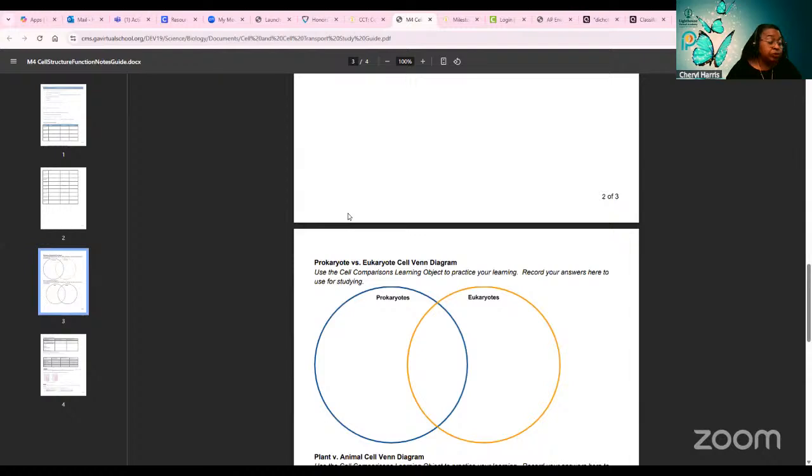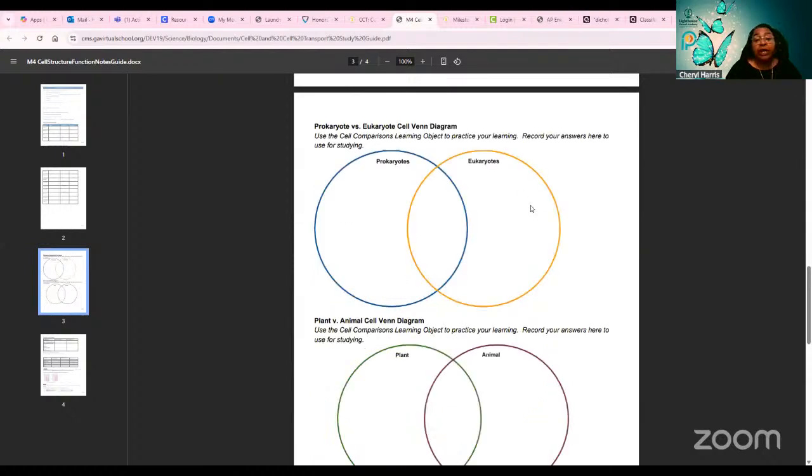You need to know the difference between a prokaryote and a eukaryote. What goes in the middle is that they all have genetic material. They just don't have membrane bound organelles. Like the DNA is all over the place. It's not in a nucleus, whereas eukaryotes have a membrane bound nucleus.